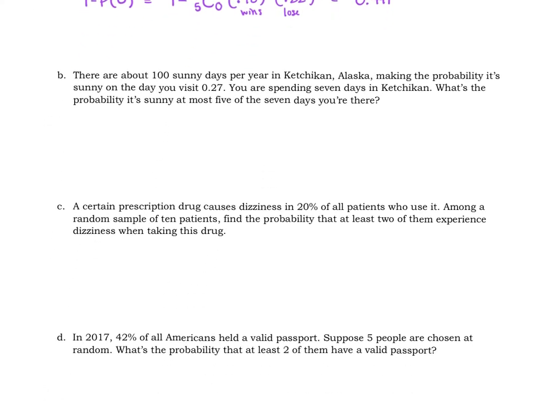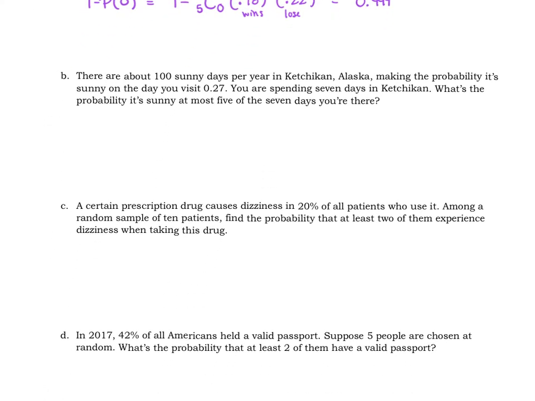All right, there are 100 sunny days a year in Ketchikan, Alaska, making the probability it's sunny on the day you visit about 0.27. You're in Ketchikan for 7 days. What's the probability it's sunny at most 5 of the 7 days you're there? So again, at most 5 is a maximum of 5. And so you could have anywhere from 0 sunny days up to 5 sunny days, or perhaps 6 or perhaps 7 sunny days, but altogether those probabilities total 1.